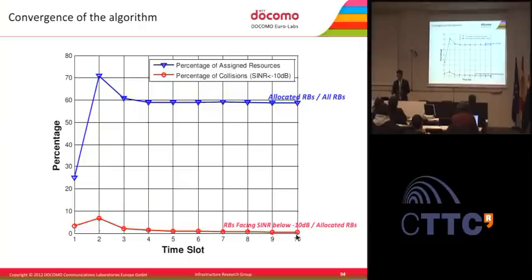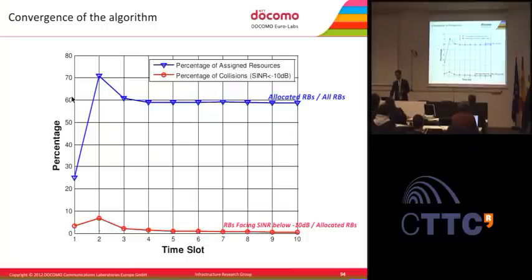So we simulate 10 time slots, and we look at the percentage of assigned resources and the percentage of collisions where the SINR on component carriers is very low. And we see that we start off with 25%, which is quite clear because in the first iteration you only assign 1 out of 4 subbands, component carriers, to a cell.